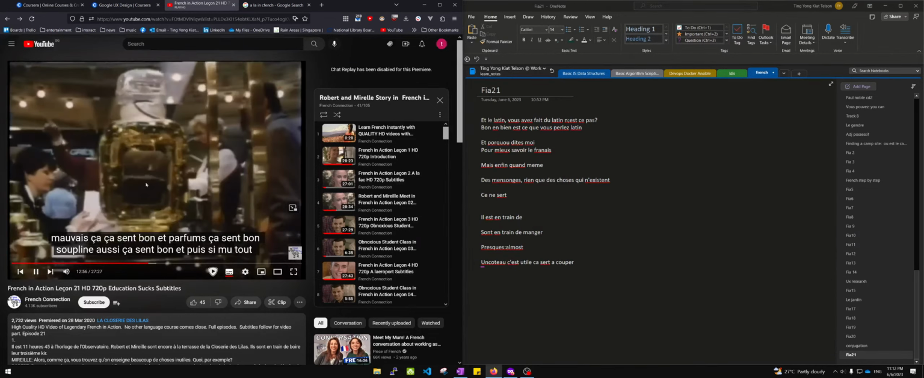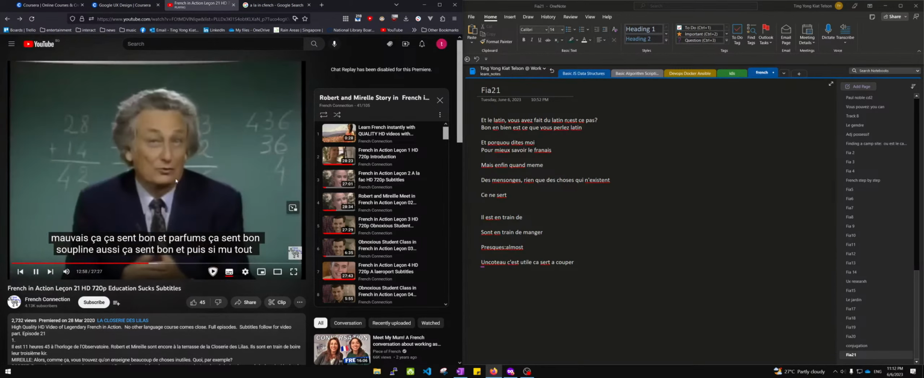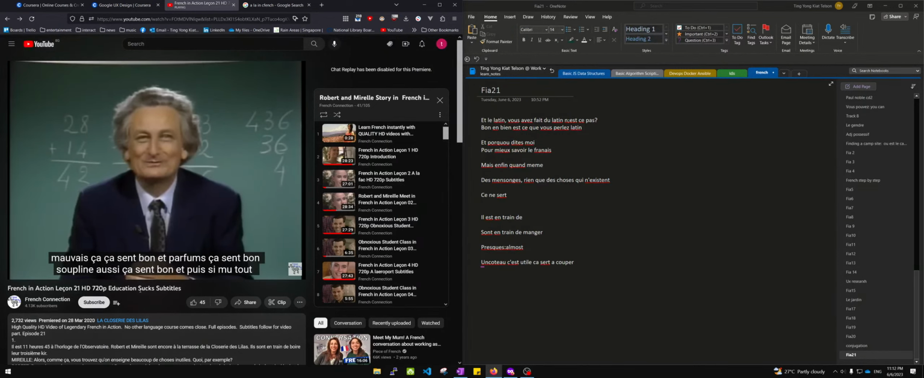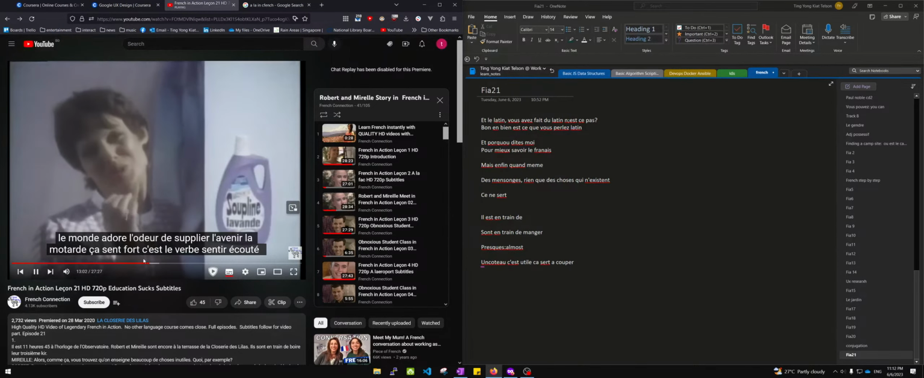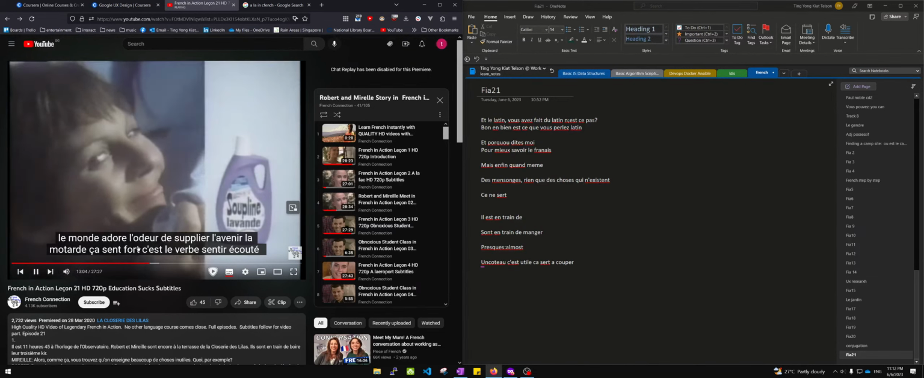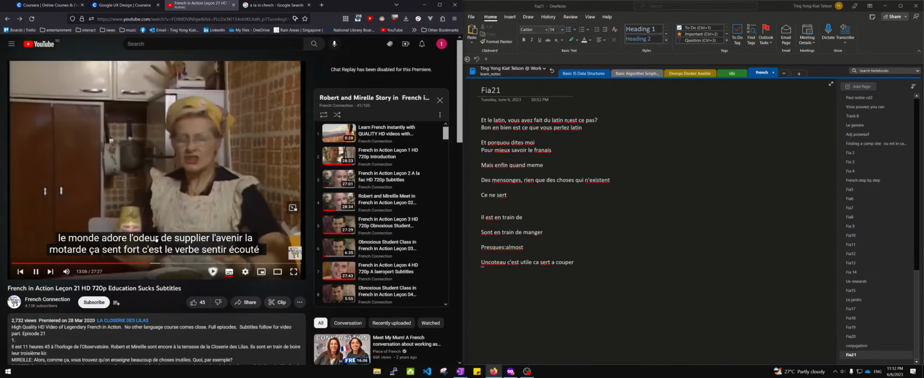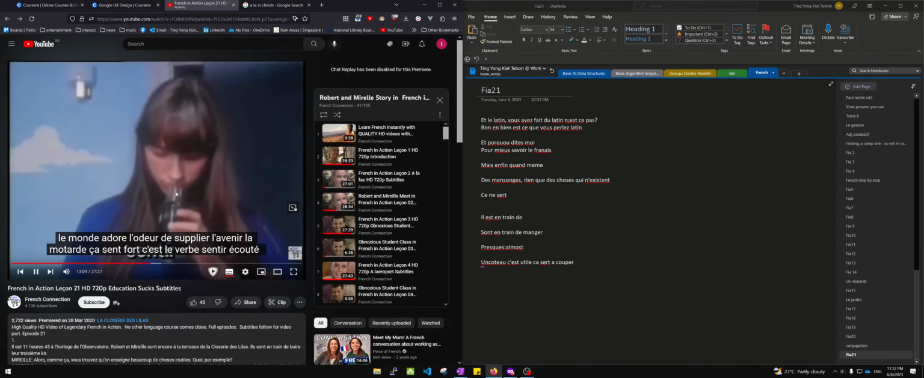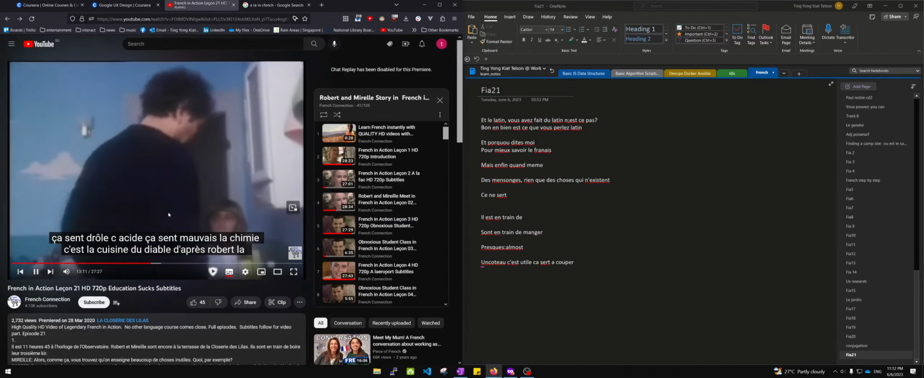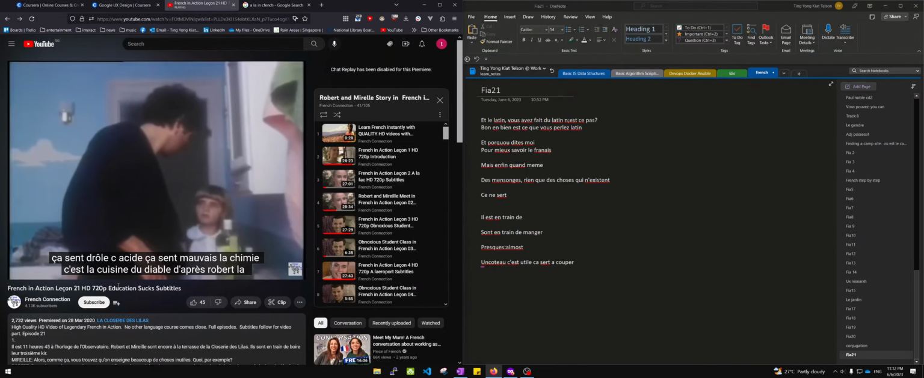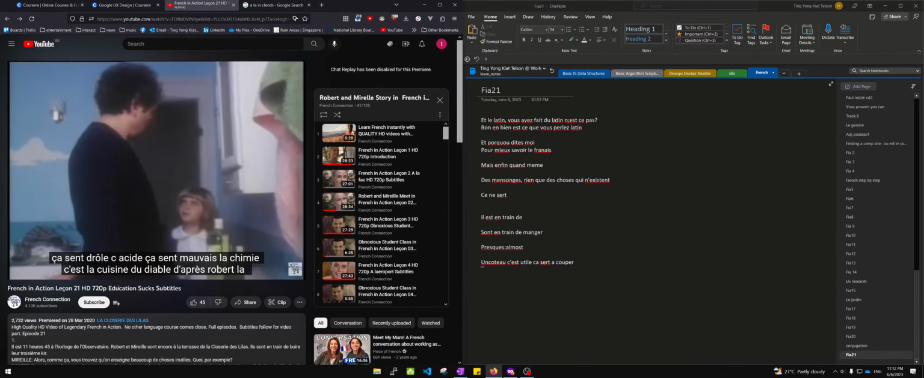Ça sent bon. Les parfums, ça sent bon. La soupline aussi, ça sent bon. Et puis chez nous, tout le monde adore l'odeur de soupline de lavande. La moutarde, ça sent fort. C'est le verbe sentir. Écoutez. Ça sent drôle. C'est toi qui sens comme ça?